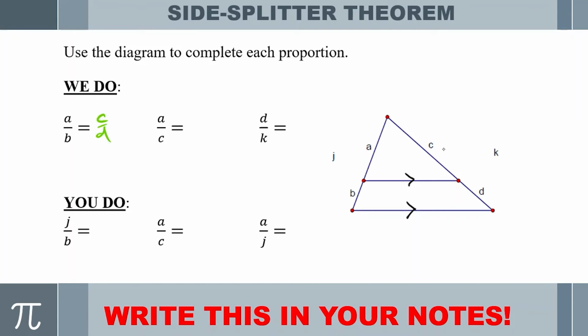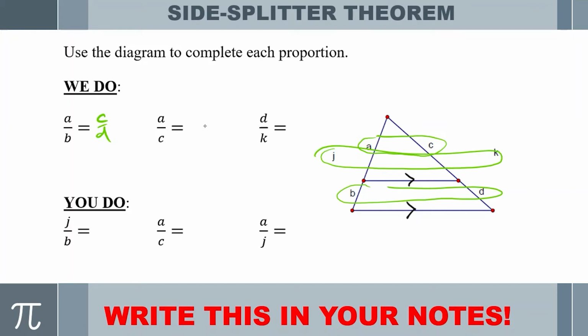Okay, A to C. Well, this time we're comparing a whole length to a whole length. And now we've got kind of two choices. We could compare part to part, or we can compare whole to whole. Okay, so A is to C, whole is to whole, as, let's say, part is to part.